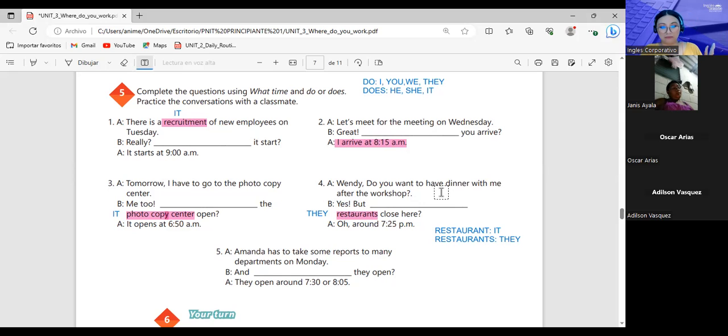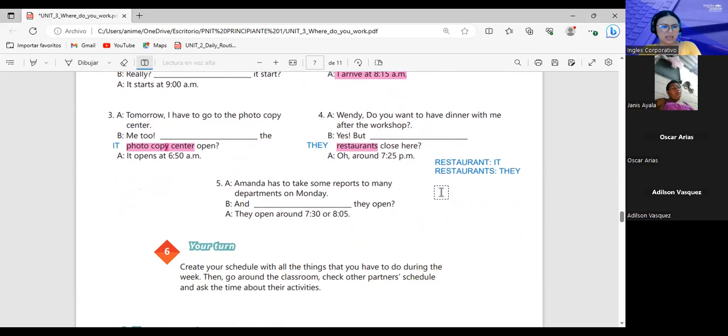Okay. Number five. Amanda has to take some reports to many departments on Monday. And they open around 7:30 or 8:05. ¿De quién se estarán refiriendo? Tiene que llevar algunos reportes to many departments. Look, many departments. A muchos departamentos. ¿A qué horas abren ellos? Ahí no nos vamos a complicar porque miren aquí. Aquí nos incluyen ya el sujeto. Vaya, ya tengo entonces identificados los sujetos en la pregunta.